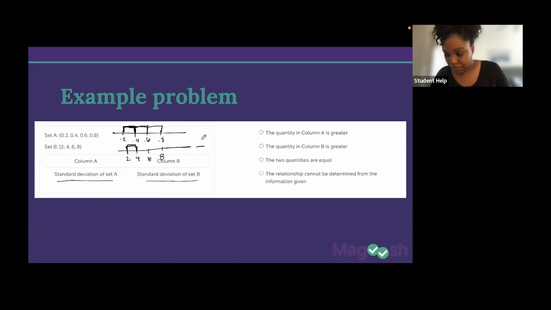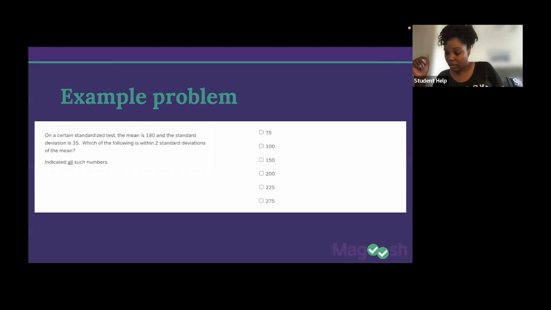Yeah, this one, set B, right? Because there's more space number-wise, numerically, right? 4 minus 2 is 2, whereas the space here is technically 0.2. So the standard deviation here is 10 times bigger than the standard deviation between the values here. And so here our answer would again be B.